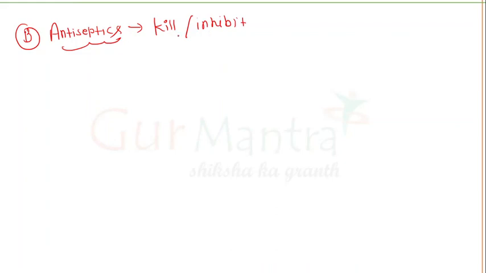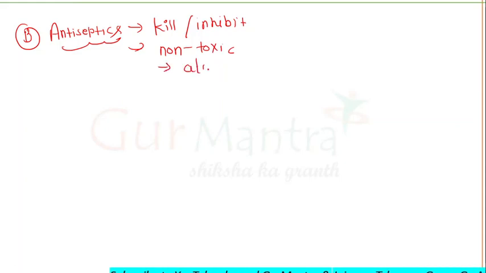Okay, next come your antiseptics. And now, what are antiseptics? Antiseptics, what are they going to do? Antiseptics will kill or inhibit the growth of bacteria. They are non-toxic, so we can use them on a living organism. Examples include your alcohols, like ethanol. They will denature the protein and they will solubilize the lipids.